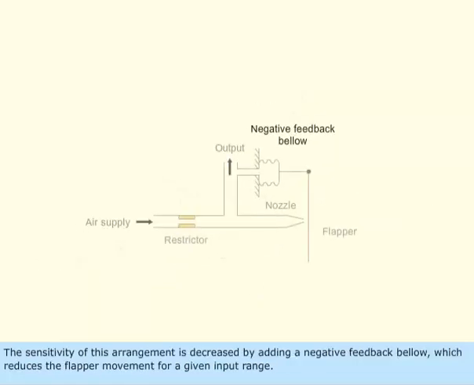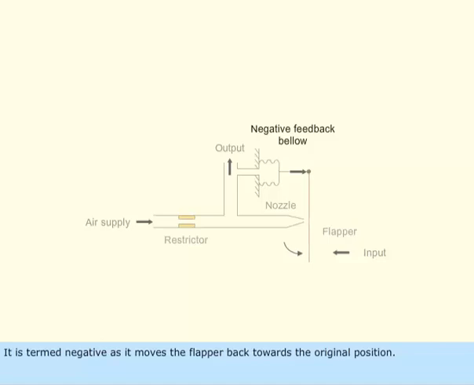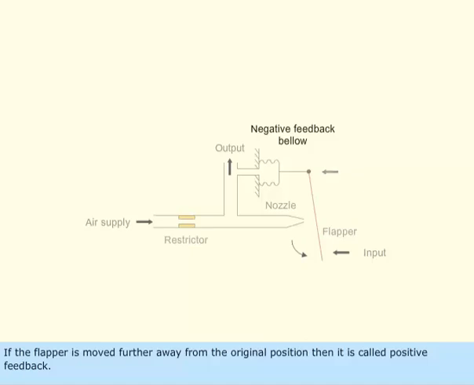The sensitivity of this arrangement is decreased by adding a negative feedback bellow, which reduces the flapper movement for a given input range. The output signal is fed back to the flapper through a bellow. It is termed negative as it moves the flapper back towards the original position. If the flapper is moved further away from the original position, then it is called positive feedback.